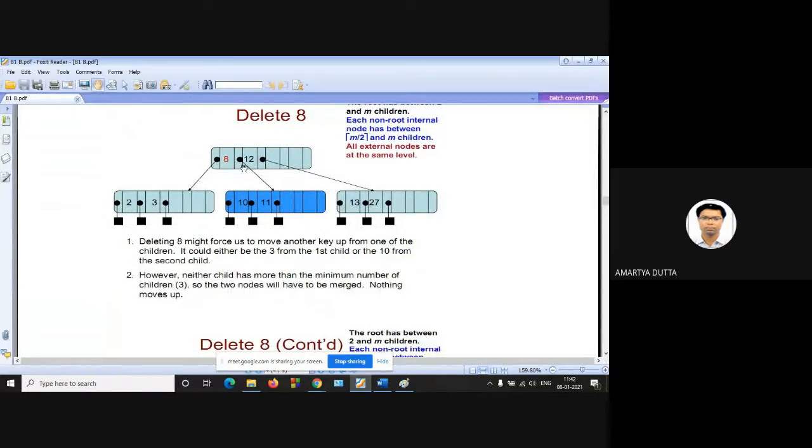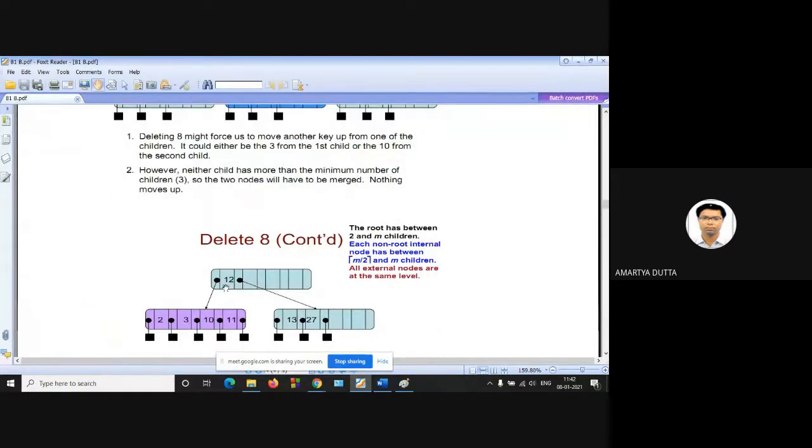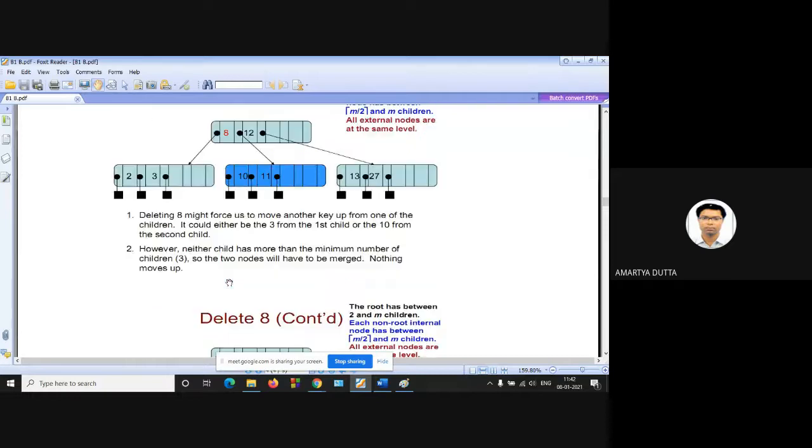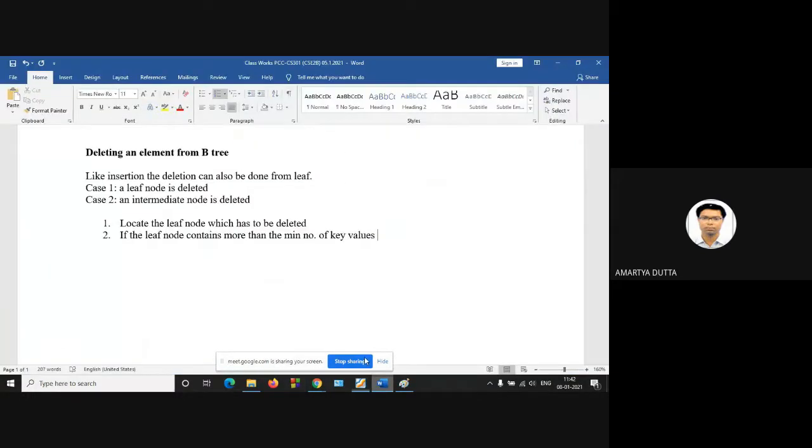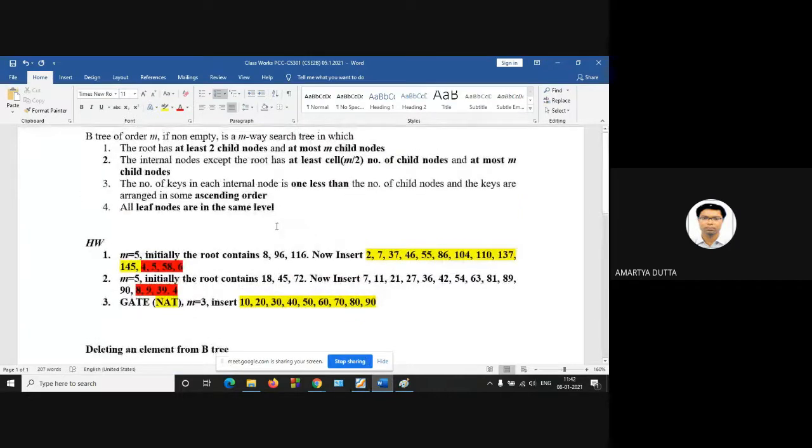That's why delete 8. Keys are 8 and 12, delete key 8, so only 12 will be there as the key. All internal nodes have at least ceiling of m by 2 child nodes and at most m child nodes.